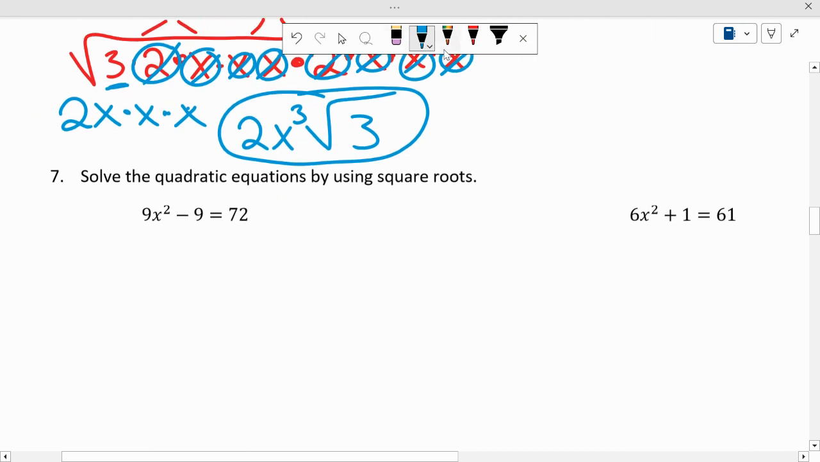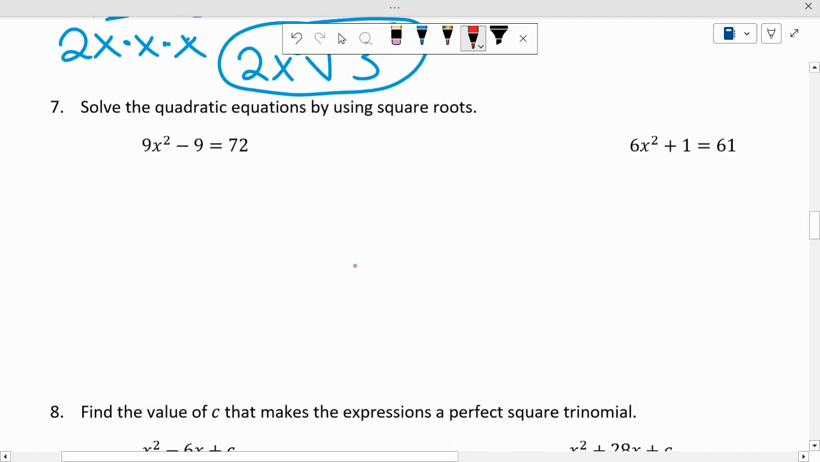Scrolling down, number 7. Solve the quadratic equations by using square roots. So this is one of the ones where there's only one x. That means solve it like a regular equation. So you guys actually really like these. These are the easiest, I think, to most students.